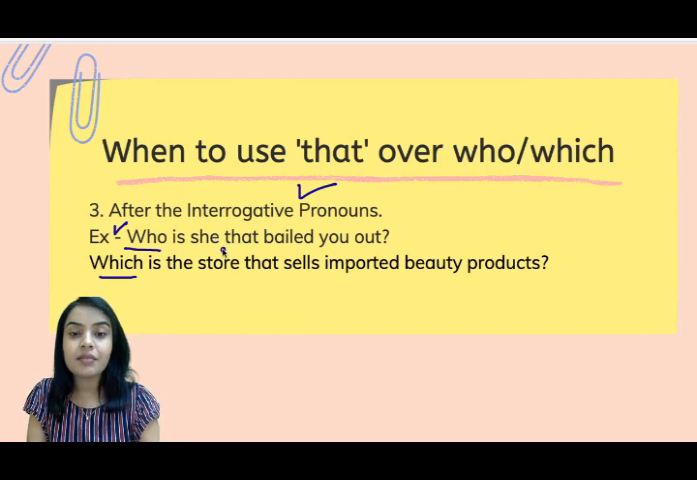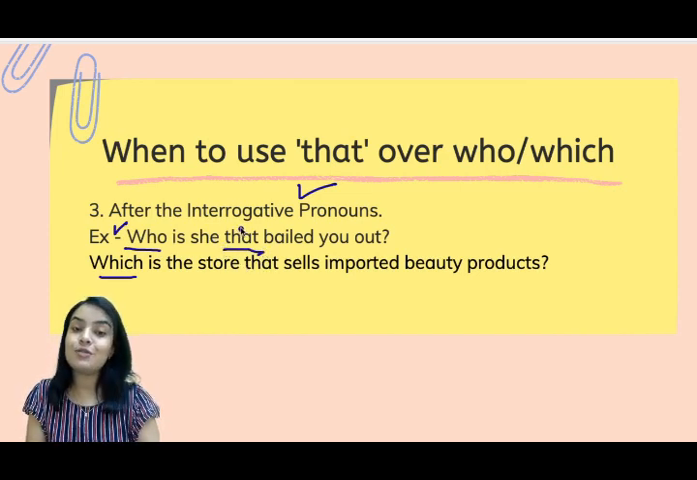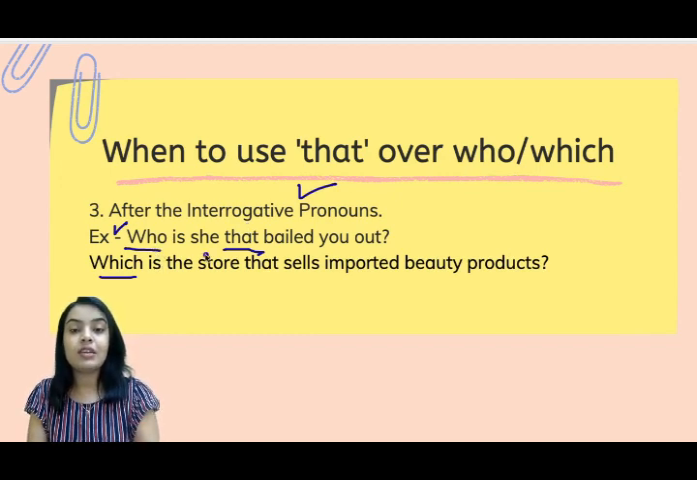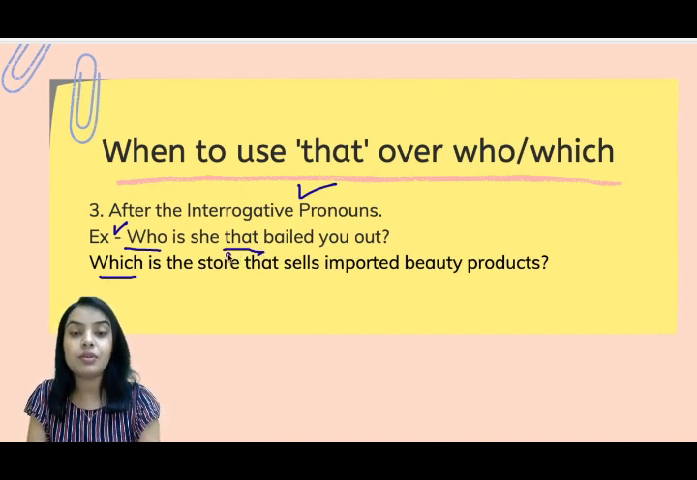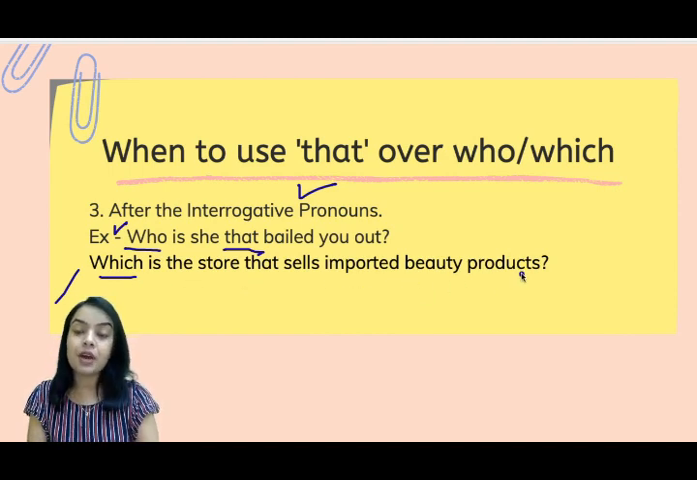In that case, somewhere in between, if I need a relative pronoun, I will use that. I will not use who. How weird it will be: who is she who bailed you out? I'm repeating who two times. I cannot do that. Similarly, we see which is the store that sells imported beauty products.